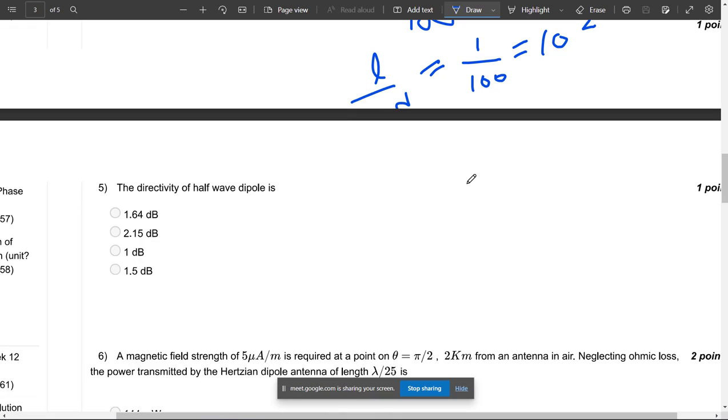Okay. Question number 5. The directivity of half wave dipole. Tell me, what is half wave dipole? There are so many questions where half wave dipole is asked. What is half wave dipole?